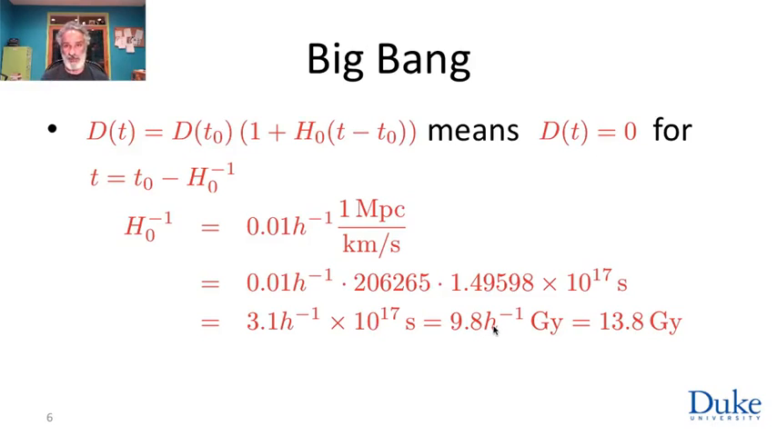If I plug in the most recent value for h of 0.71, I get finally my result for the Hubble time, 13.8 billion years. What is this? Well, this is the maximum amount of time the universe can exist, because at that time, everything was on top of everything else, and I can't go farther back than that.